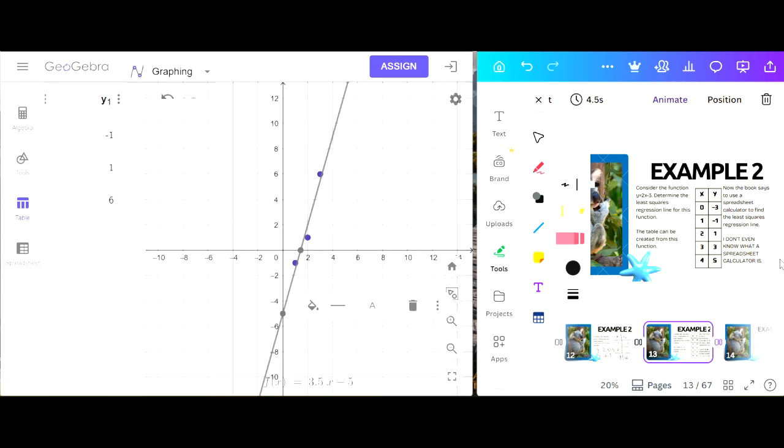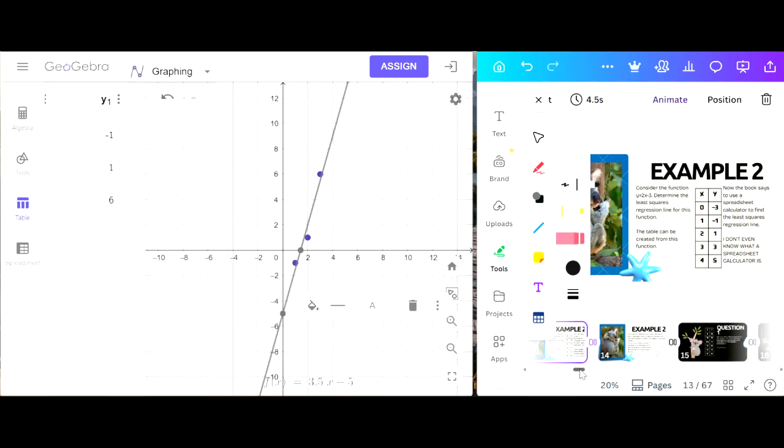Okay, and it says, oh, and they wanted us to use a spreadsheet calculator for this, but it didn't specify what a spreadsheet calculator is or where to find one, and I don't even know what that is. So we're ignoring that. We're just using GeoGebra, because guess what? In the end, it doesn't matter. It's supposed to do the same thing. So anyway, in the end, the equation y equals 2x minus 3 ends up being the line of regression, which is obvious because that's the equation we used to make the table in the first place.